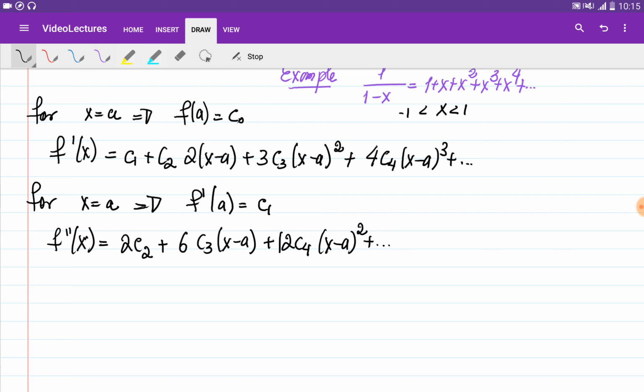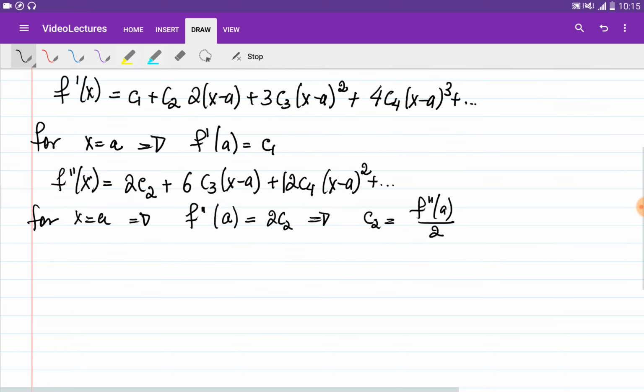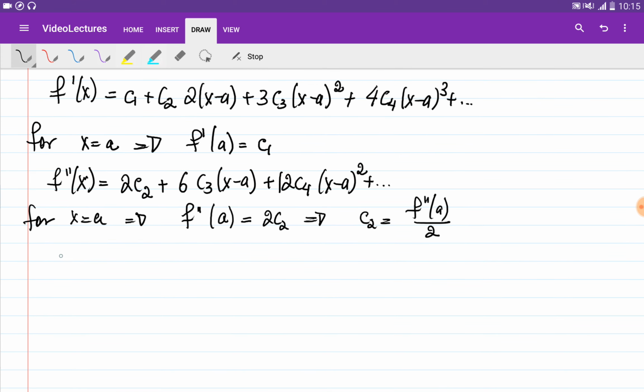So in order to find c2, we need to set x equal to a and find the value of the second derivative of the function at the point a. So this is going to be equal to 2c2. From here we can find that c2 is equal to f double prime of a divided by 2. So let's find c3 in the same form.